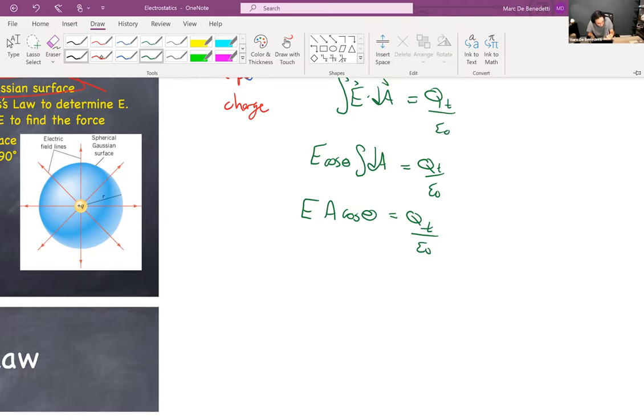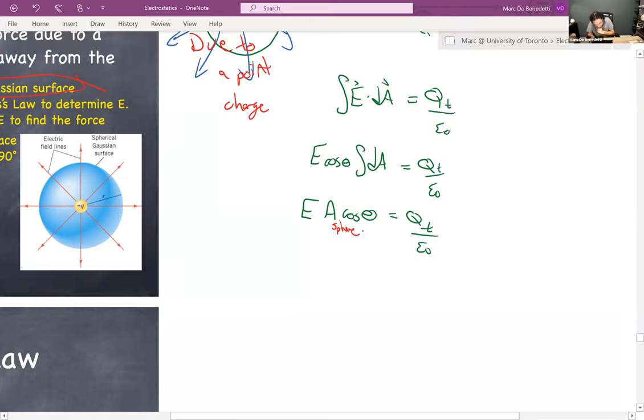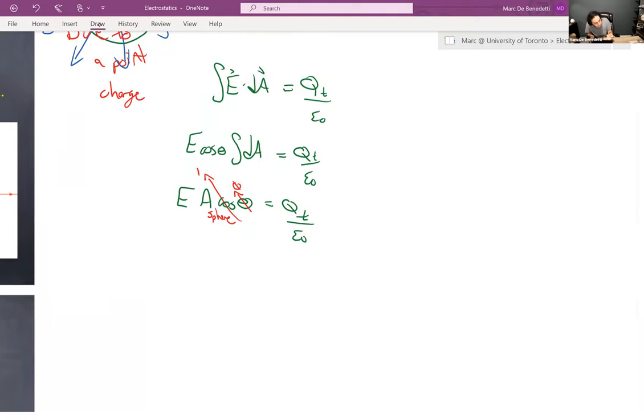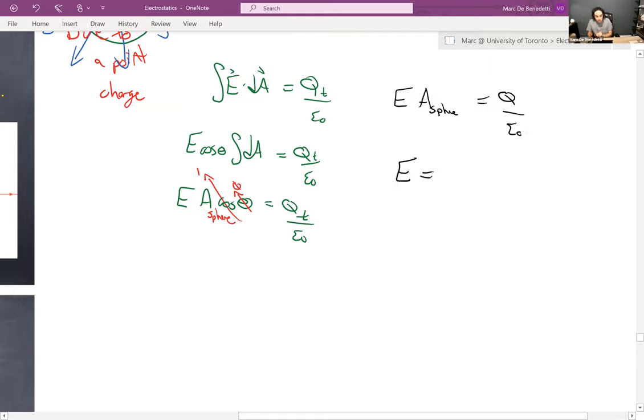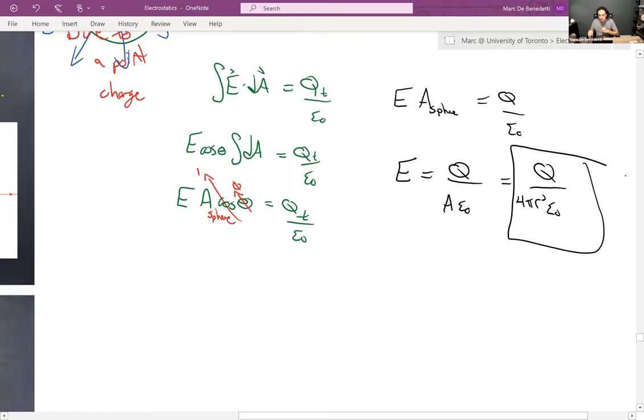And it's not just any A. In this case, it's specifically the A of a sphere. And in this specific case, theta happens to be zero, which means cos theta happens to be one, because cos of zero is one. So my formula then becomes E A of the sphere equals Q over epsilon naught. And my electric field is then E equals Q over A epsilon naught. And we know the area of a sphere is 4 pi r squared. And then there's that epsilon naught there from before. So there we have it. There is the electric field due to a point charge.